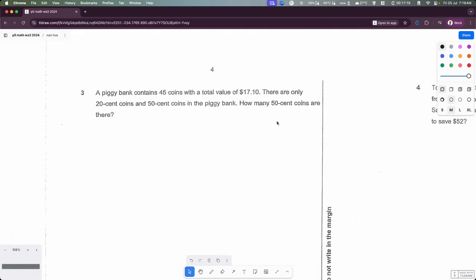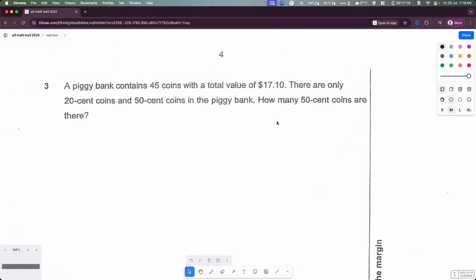Question number 3 says a piggy bank contains 45 coins with a total value of $17.10. Wow, $17.10 for 45 coins is a lot. There are only 20-cent coins and 50-cent coins in the piggy bank. How many 50-cent coins are there?